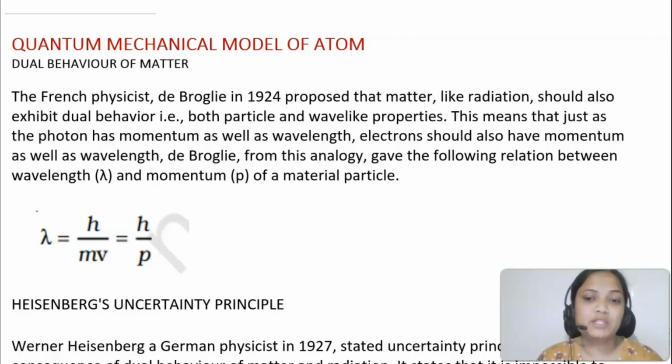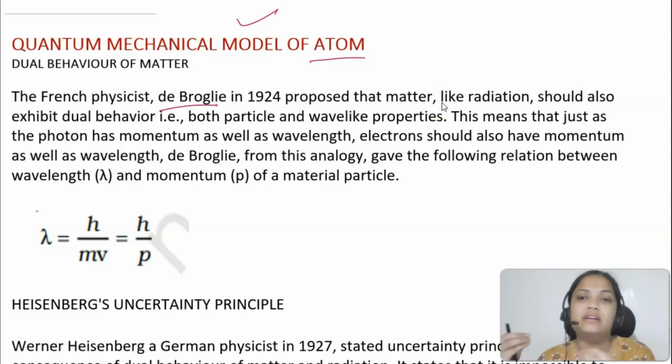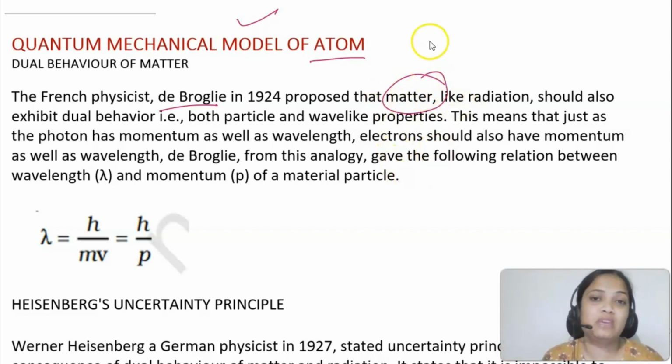So students, these two things that I told you, the dual behavior of matter as well as Heisenberg's uncertainty principle, led to the formulation of your quantum mechanical model of the atom. This French physicist de Broglie proposed that just like electromagnetic radiations exhibit dual behavior, matter also exhibits dual behavior, meaning matter also exhibits particle-like and wave-like properties.